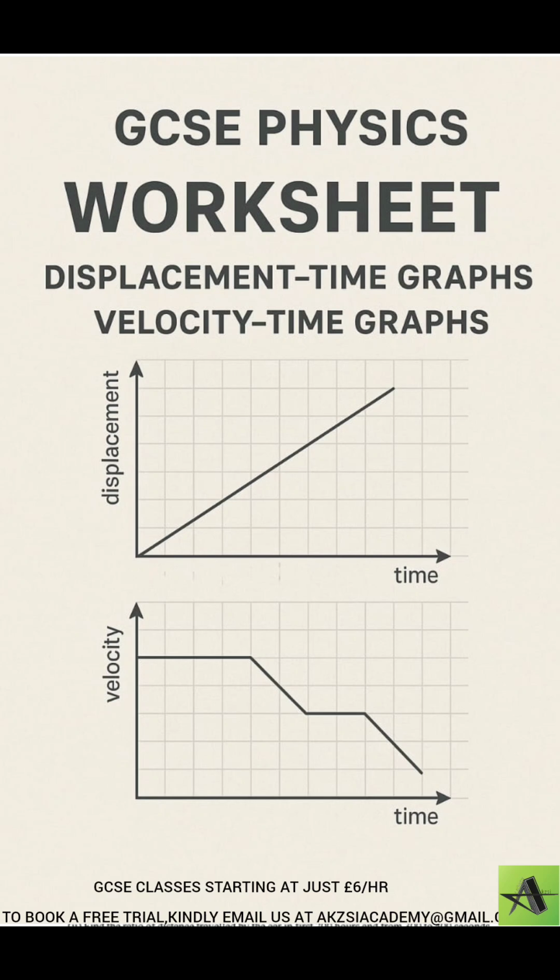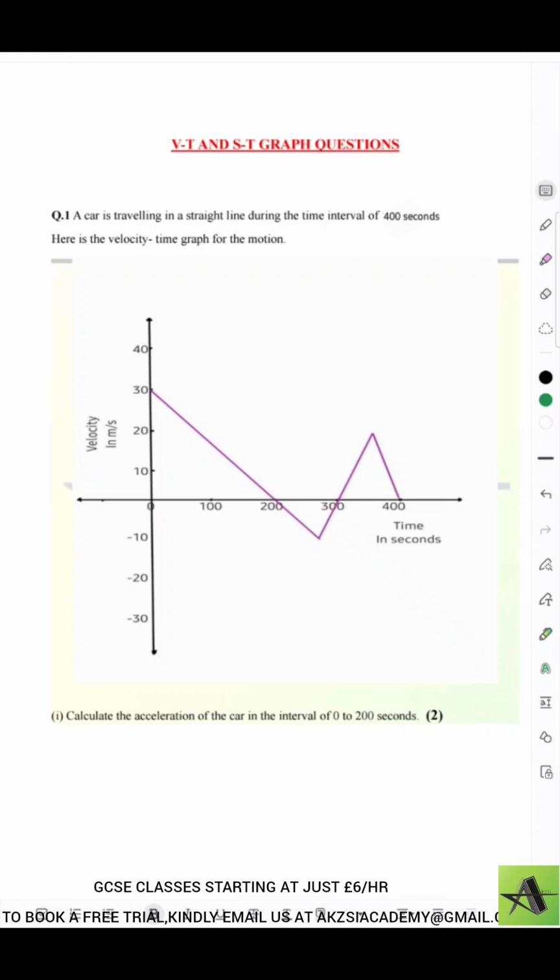So this sheet is all about the questions on VT and ST graphs that we have already completed previously. Question number 1 says, if a car is traveling in a straight line during the time interval of 400 seconds, here is the velocity time graph for the motion. Calculate the acceleration of the car in the interval of 0 to 200 seconds.